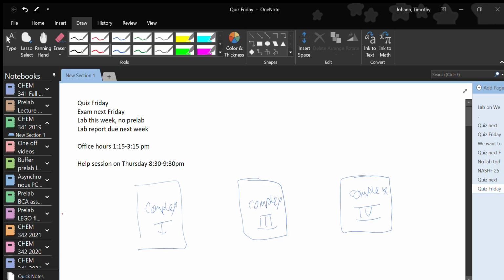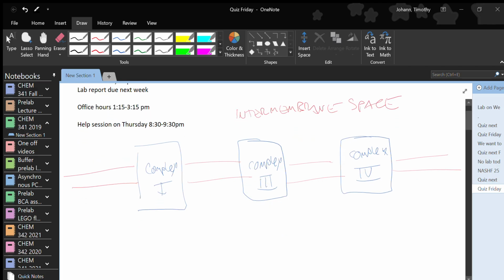These are in a membrane, right? And so outside this membrane, we've got the intermembrane space. So that's the space between the two mitochondrial membranes. This is the matrix of the mitochondria right here.